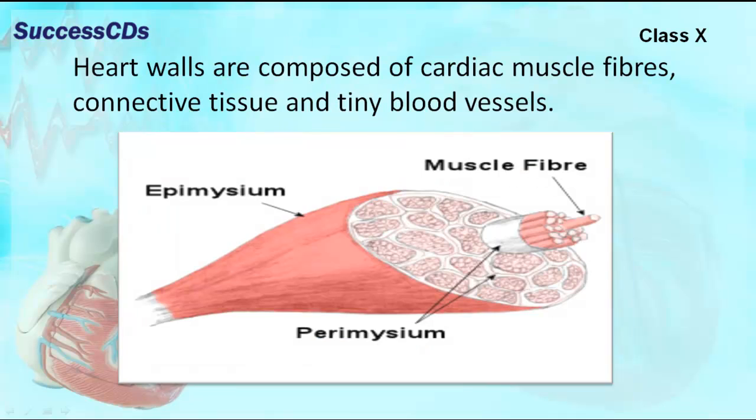Heart walls are composed of cardiac muscle fibers, connective tissue and tiny blood vessels. This is the structure of a cardiac muscle fiber. The outermost covering is the epimysium, beneath that there is the perimysium, and then is the muscle fiber.